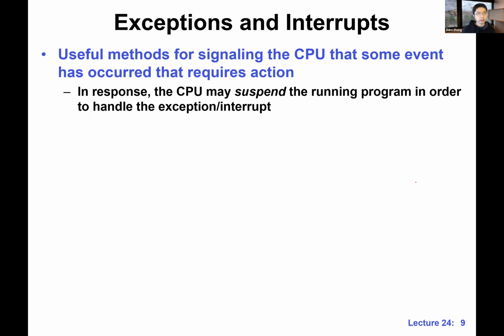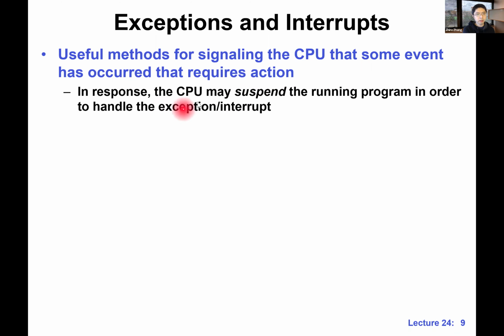When they occur, if this kind of event happens inside the processor, it's called an exception. If this kind of event happens outside the processor, say in an I/O input-output device, this is called an interrupt. These are the two rare events that we want to pay attention to. Exceptions and interrupts are indeed very useful methods for us to signal the CPU that some interesting event has occurred and requires the CPU to take some action.